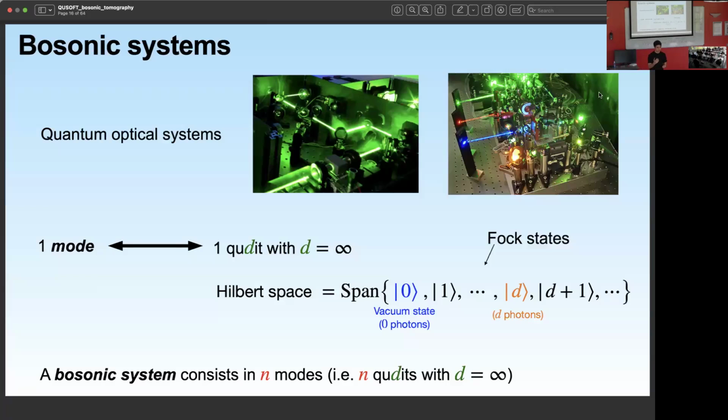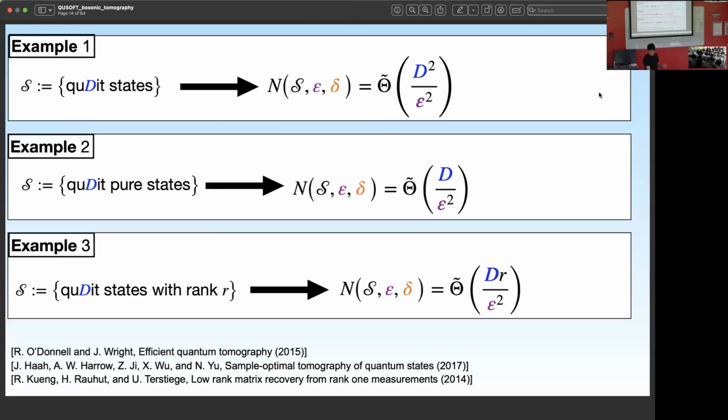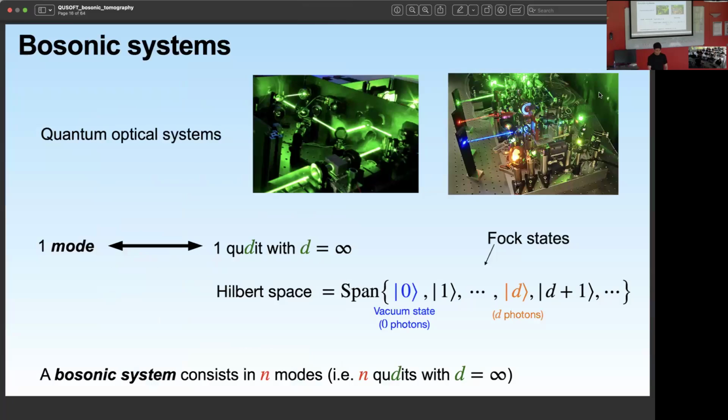A bosonic system is a system that consists of n modes. So basically, we have n qudits, each of them with d equal to infinity. We are interested in the scaling with n, the number of modes, as in the qubit setting one is interested in the scaling with the number of qubits. In the examples before, a system of n qubits means d equal to 2 to the power of n, so all these scalings are exponential in the number of qubits. This is why tomography is inefficient. In general, it is an efficient problem only if you have prior information about the unknown state.